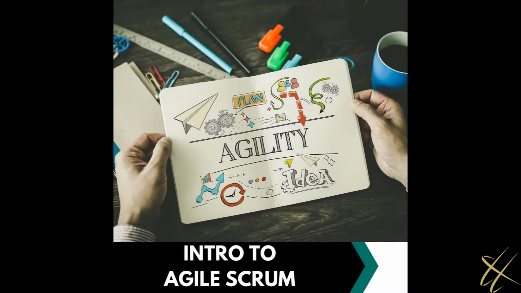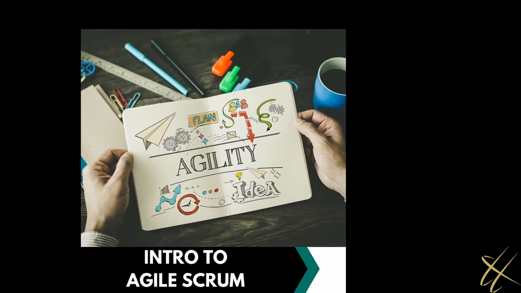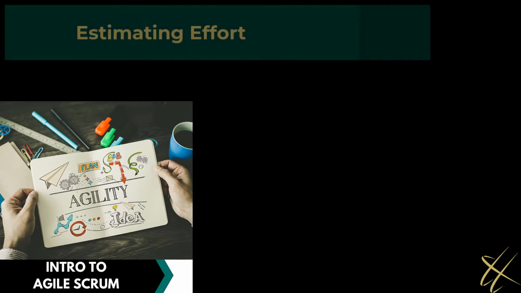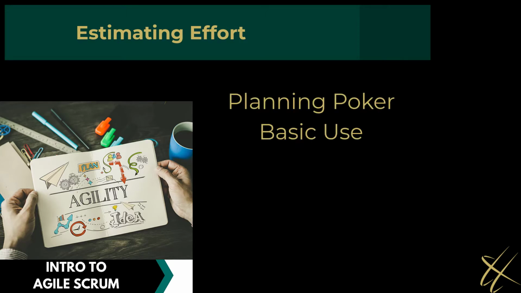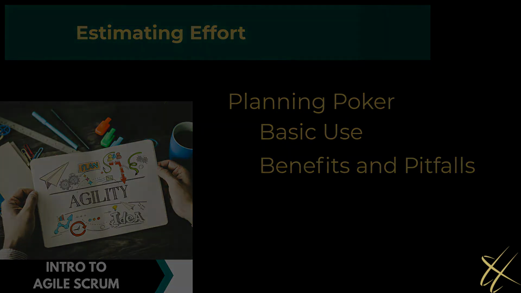As we continue our learning of Agile concepts, we're going to explore the idea of estimating the effort for each item in our backlog. By the end of this session, you should understand the basics of using Planning Poker to estimate product backlog items on an Agile team and the possible benefits and pitfalls of this technique.